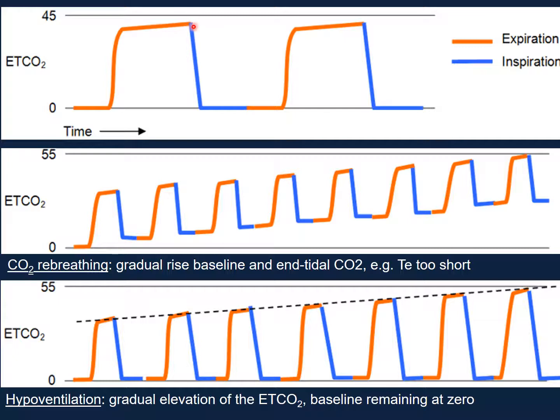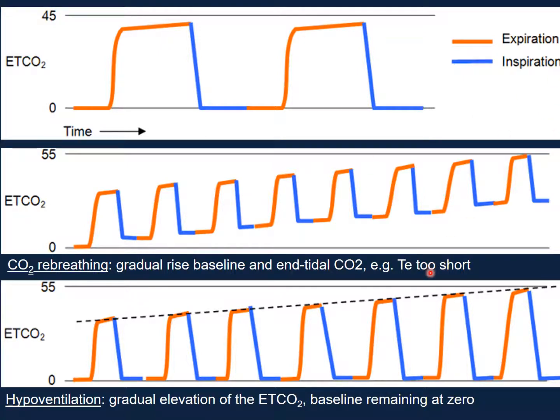Okay. So by looking at this carbon dioxide monitoring graph, this capnography, we can look at whether the patient is breathing out efficiently. In this case, this particular graph, the second graph, refers to someone that might be rebreathing carbon dioxide because the patient is not given enough time to breathe out.